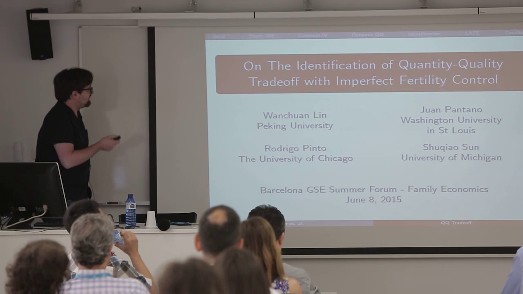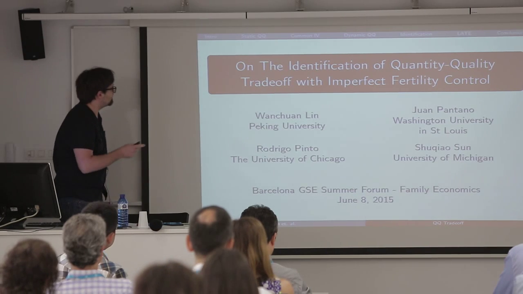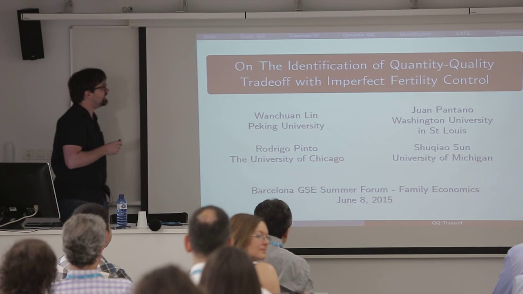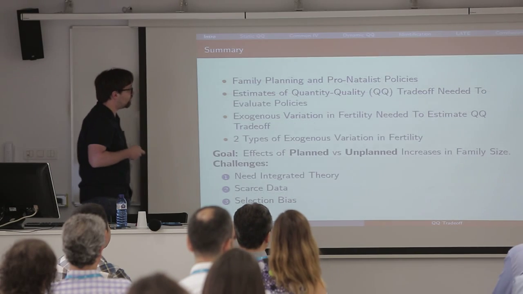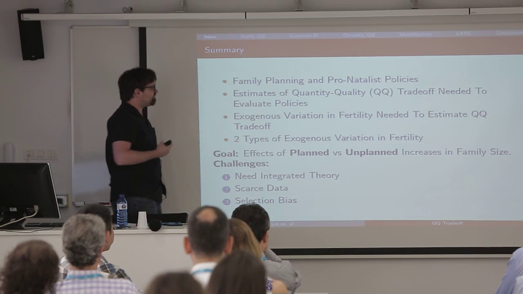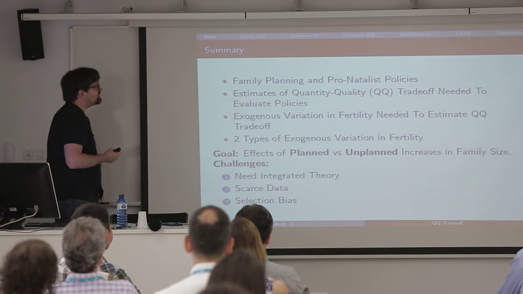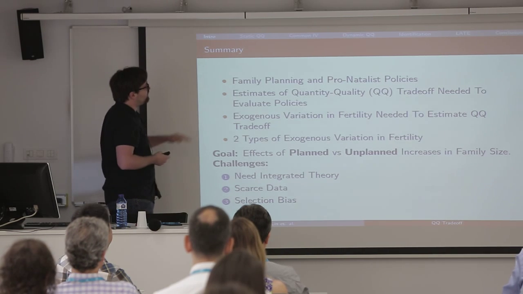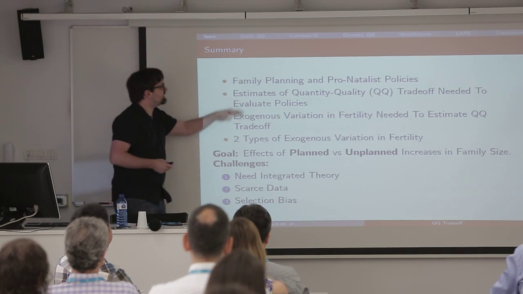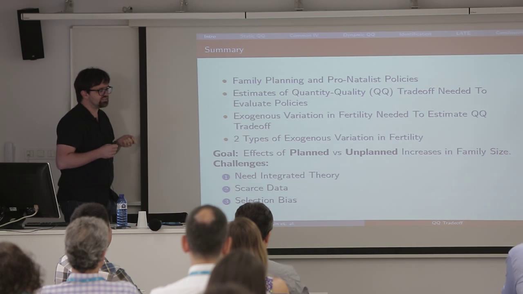And the title is still a little bit in flux, so I think in the program it says something different, but really I think we are settling on identification of quantity-quality trade-off with imperfect fertility control. And so the motivation is that there are family planning policies, pronatalist policies, a variety of policies in different countries that we would like to know the consequences of. And so we say, well, we need an estimate of the quantity-quality trade-off because we need to evaluate these policies.